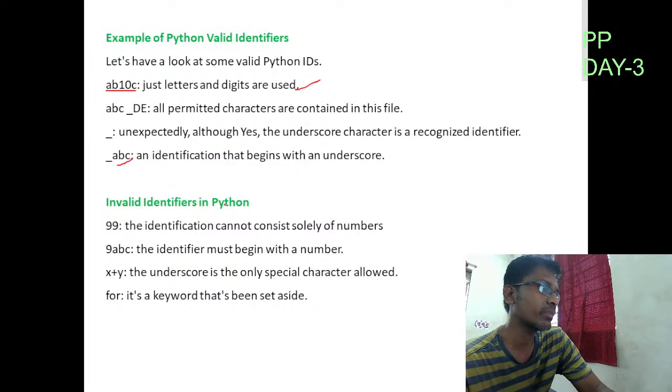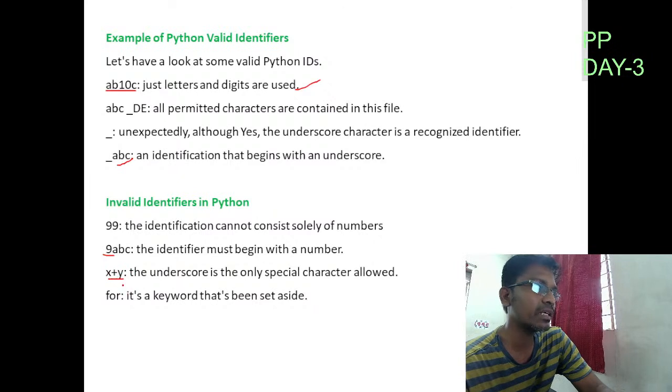And now coming to invalid identifiers in Python. 99: the identifier cannot start with a number, so that's why it is an invalid identifier. Next one, 9ABC. Again it starts with a number, so that's why it cannot be a valid identifier in Python. Next one, x+y. You don't use a plus operator, you use the underscore symbol, so this will be an invalid identifier.